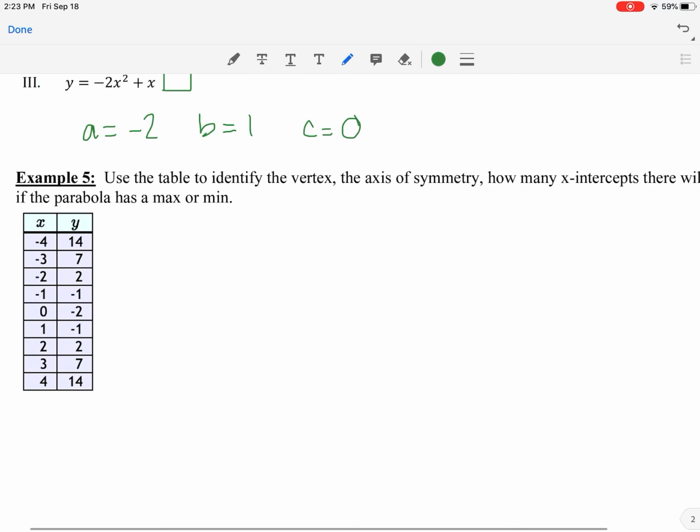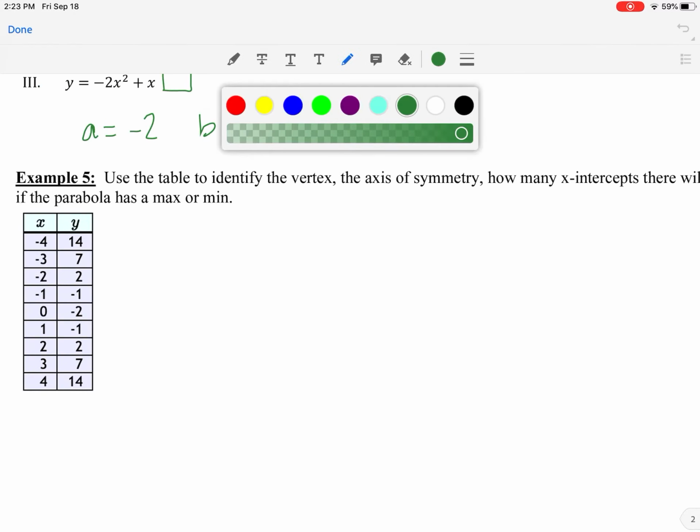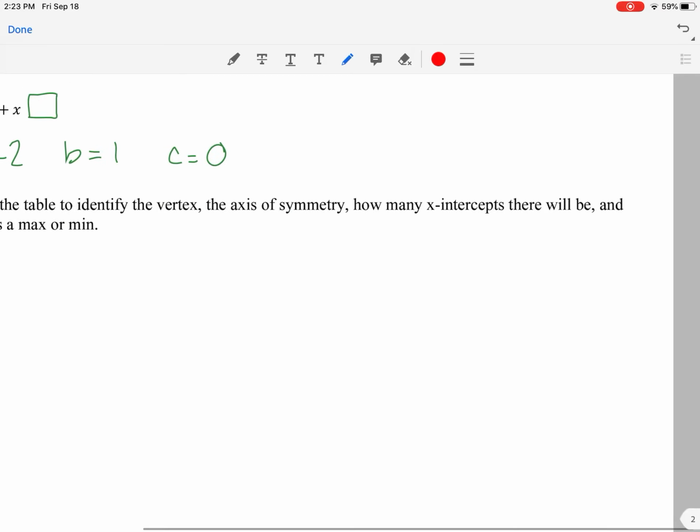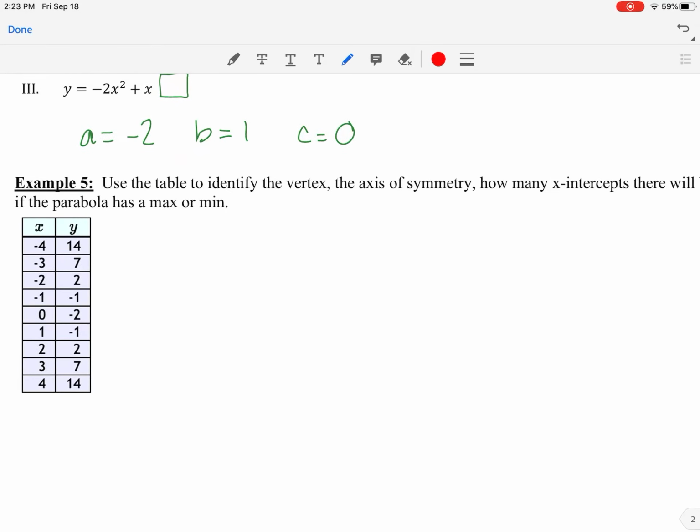All right, our very last example, example 5. We are using this table instead of a graph to identify the vertex, the axis of symmetry, how many x-intercepts there will be, and if the parabola has a maximum or a minimum. So this is a table from a quadratic function. And so we are trying to find all of those things.